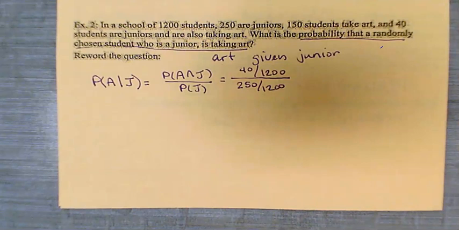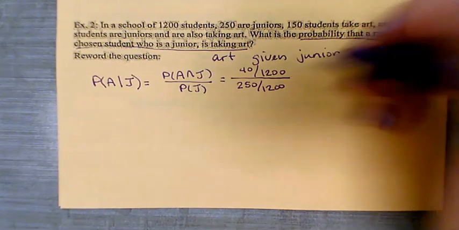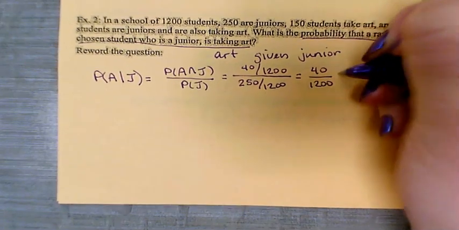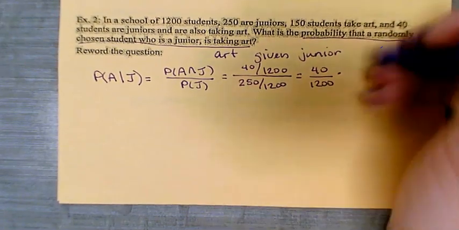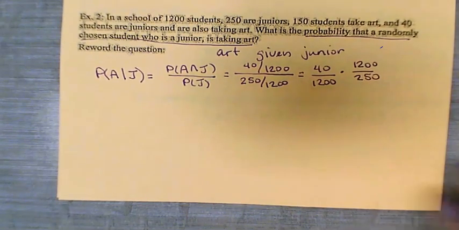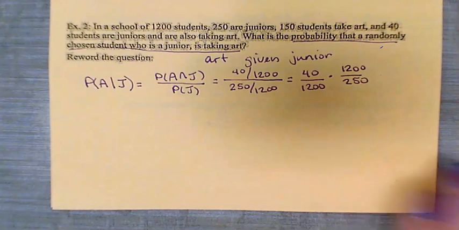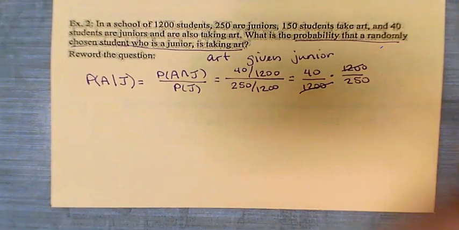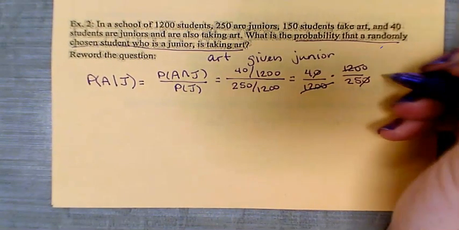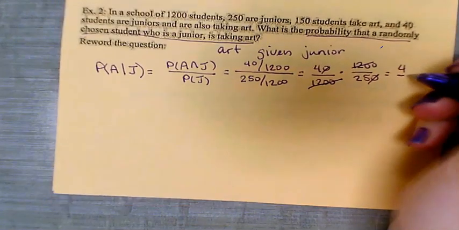Now, I don't have two probabilities on top, and that's okay because we were given those values. I do need to divide my fractions, and when I divide fractions, it's the same as multiplying by the reciprocal. So I'm going to multiply by the reciprocal of this denominator, which is 1,200 over 250. I can recognize that 200 shows up on top and bottom, so those can be canceled out. I also can recognize that the 40 and the 250 are divisible by 10, so I'm going to divide those by 10, and I'm left with 4 out of 25.